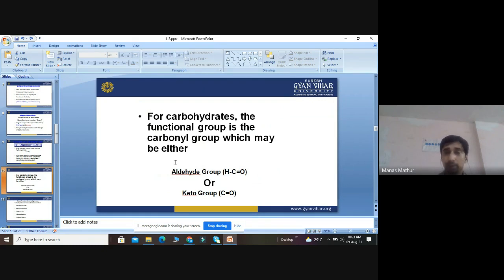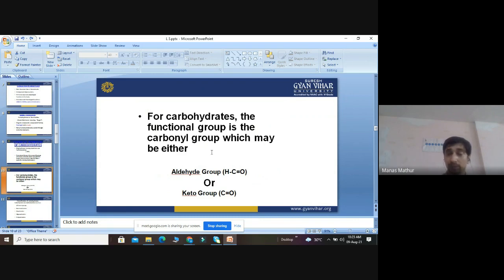As I discussed, for carbohydrates there are basically two functional groups present, that is the aldehyde group or the ketone group. As I told you, for carbohydrates the functional group is the carbonyl group. The carbonyl group contains what? Carbon and oxygen. If it contains carbon, hydrogen and oxygen, it has the aldehyde group. If it has a keto group, it has a CO group.